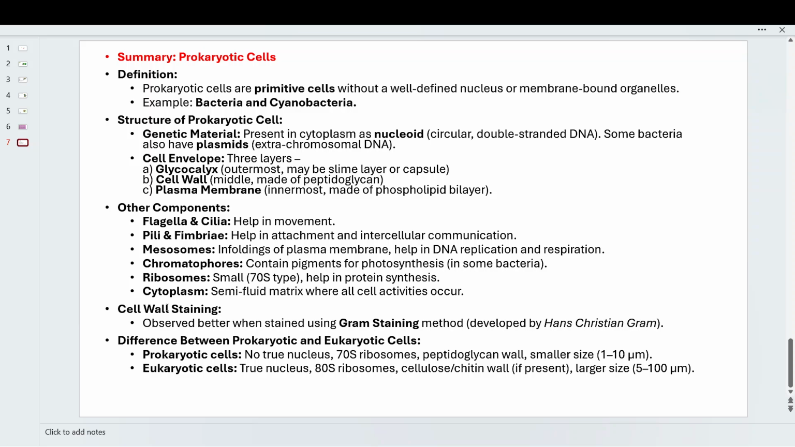We saw the difference between prokaryotic and eukaryotic cells. Prokaryotic cells have no true nucleus, 70S ribosomes, a peptidoglycan wall, and very small size. Eukaryotic cells have a true nucleus, 80S ribosomes, a cell wall made of cellulose or chitin if present, and are basically larger in size compared to prokaryotic cells.